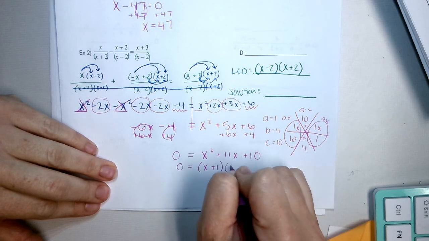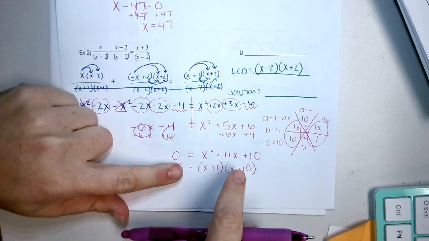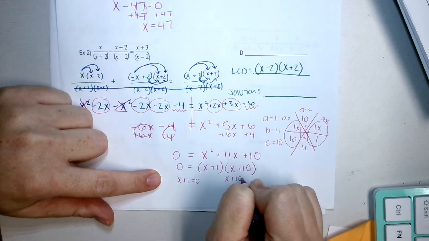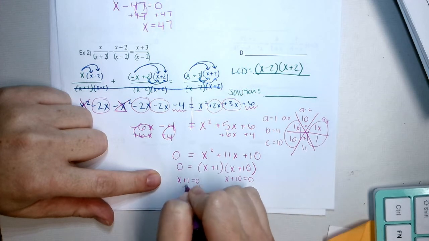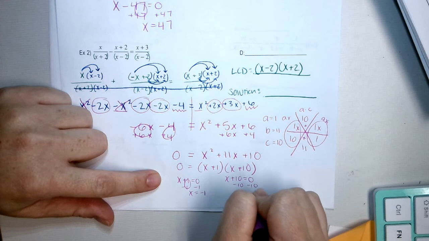and x plus 10. So remember, when solving using factoring, you literally just set both of your factors equal to 0 and solve. Minus 1, x equals negative 1. Minus 10, x equals negative 10.